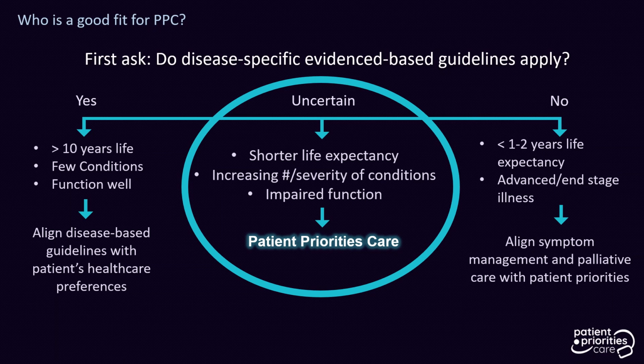While patient priorities care is appropriate for everyone, it is particularly good for the middle group, patients with increasing numbers or severity of chronic illnesses, functional limitations, and concerns about life expectancy and health trajectory. This group includes at least 50% of persons 70 and older. These are the individuals who are the major users of healthcare, but for whom individual disease guidelines may not apply, and for whom decision-making is most uncertain. I will explain.